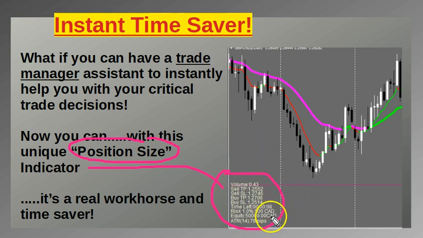Once this indicator is installed on your chart, you can move it from the bottom left-hand corner to the bottom right-hand corner, to the top right-hand corner or top left-hand corner. So it is movable, and guess what? It's a real workhorse and time saver. And I'm telling you guys, since I've discovered this a while back, it is something that's going to instantly help you with all your critical entry decisions, okay?